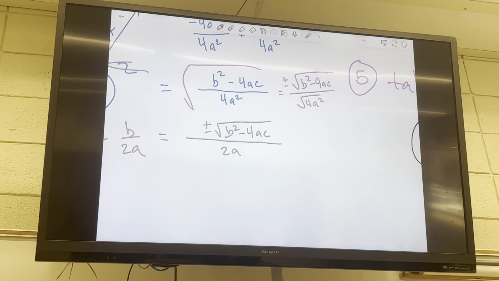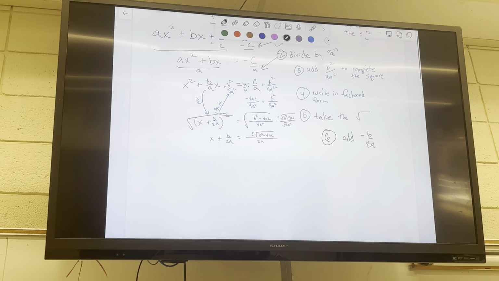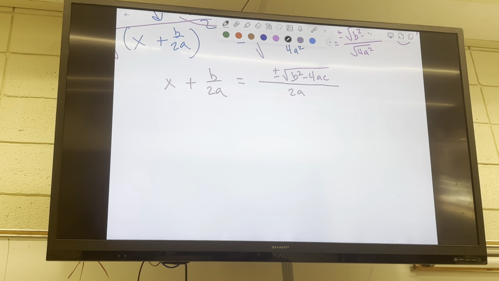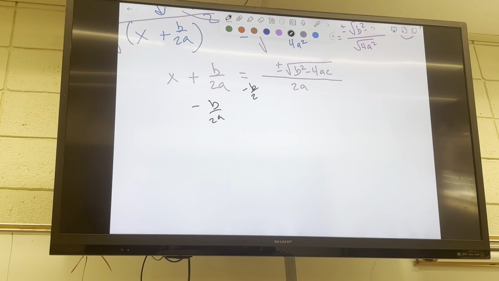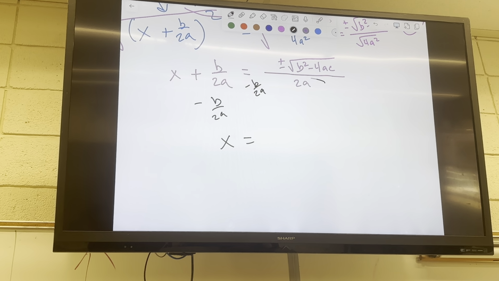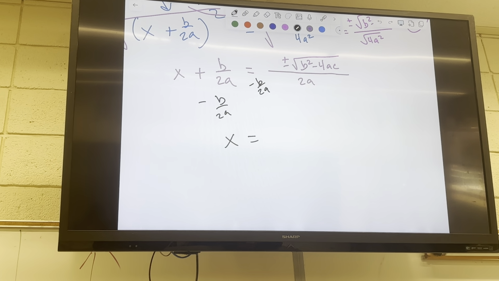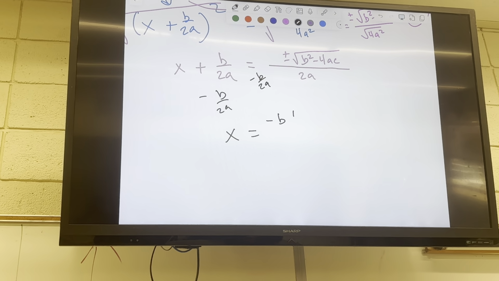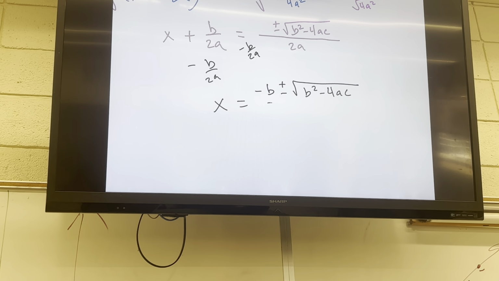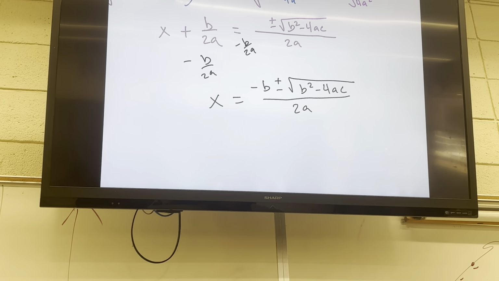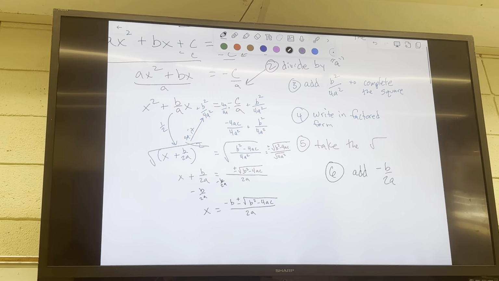And then we're almost there. The last step here is to add negative b over 2a. We're going to isolate that x. So if we add negative b over 2a to both sides, you can see that we already have common denominators. The numerators are not like terms, so they just go next to each other. We end up with negative b plus or minus the square root of b squared minus 4ac all over 2a, and there is the quadratic formula. That is deriving the quadratic formula. So those are the 6 steps, and that's how you do it.